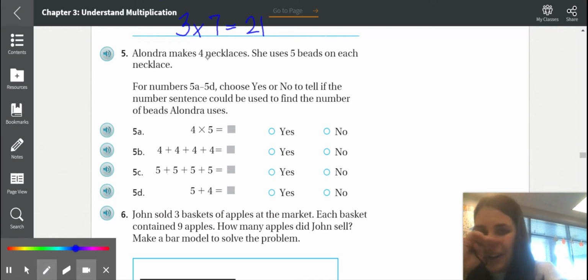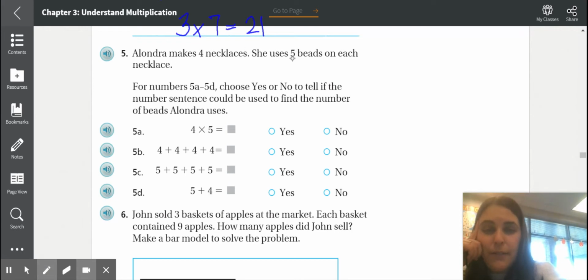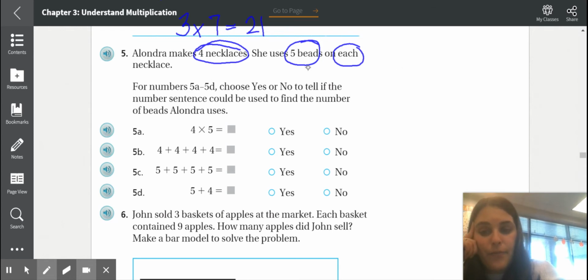Alondra makes 4 necklaces. She uses 5 beads on each necklace. So let's just review. She has 4 necklaces and she puts 5 beads on each. So that's going to be 4 equal groups of 5. For numbers 5A through 5D, choose yes or no to tell if the number sentence could be used to find the number of beads Alondra uses. So if she has 4 necklaces and 5 beads on each, how can we find that total?